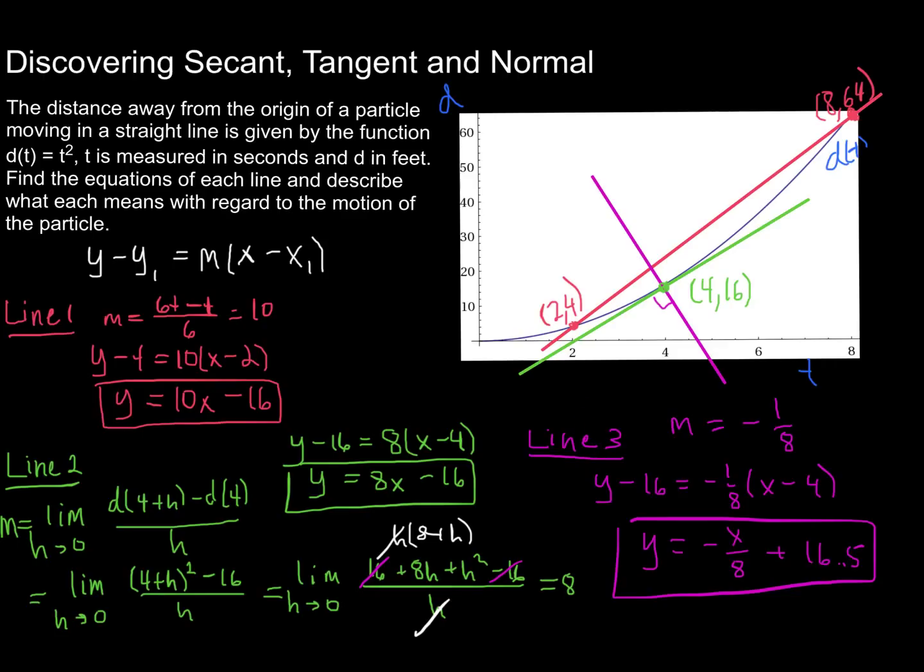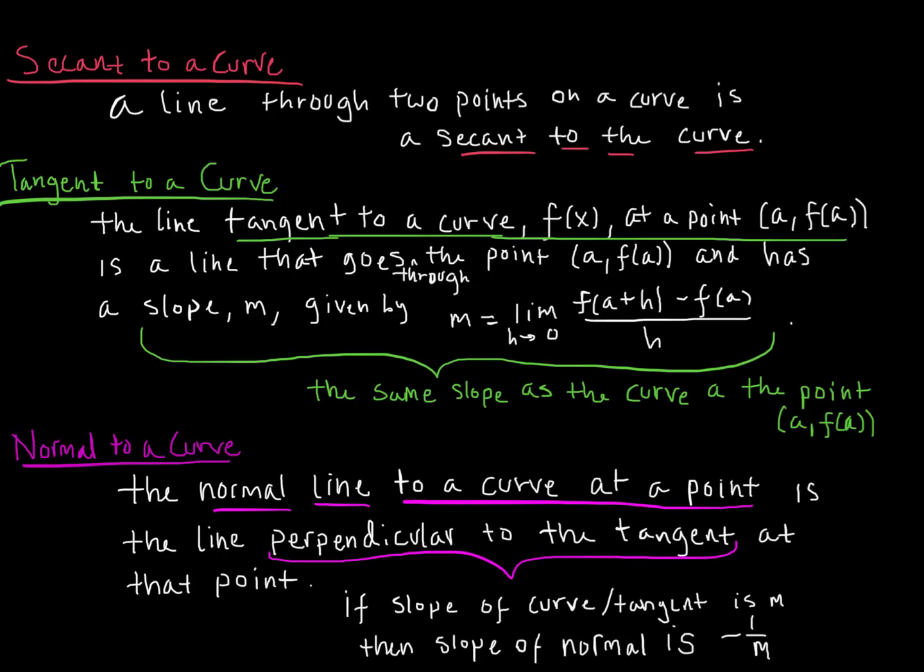Line 3 is what we call the normal line, and normal is another word for perpendicular. It has the opposite and reciprocal slope of the tangent line. Okay? Passes through the same point but has the opposite reciprocal slope. Okay? So let's go ahead and define these more rigorously. Hopefully this example helped to make what we're about to see in the definition make a little more sense. All right, here are the definitions now.